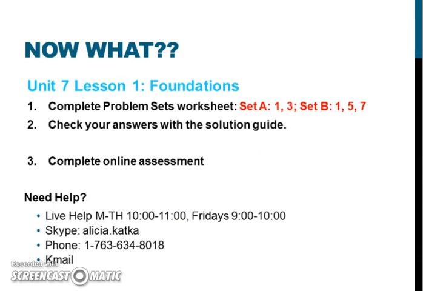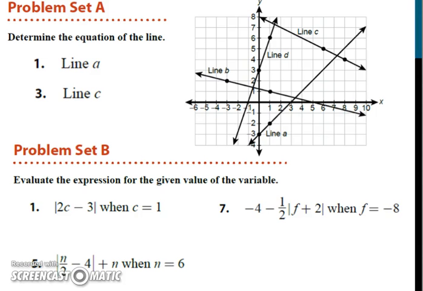And if you don't have the link to these questions, here are the practice problems. For questions number 1 and 3, determine the equation of line A and line C. And then for problem set B, evaluate each of these using absolute value. So make sure you simplify using correct order of operations and substitute those numbers in.